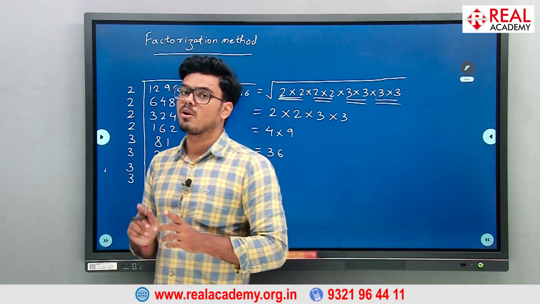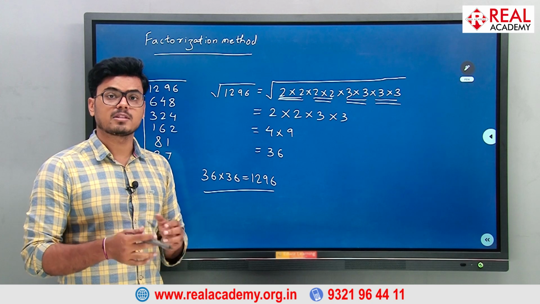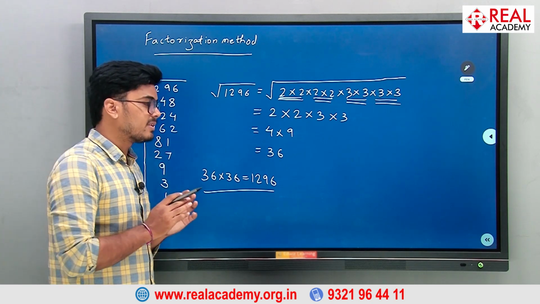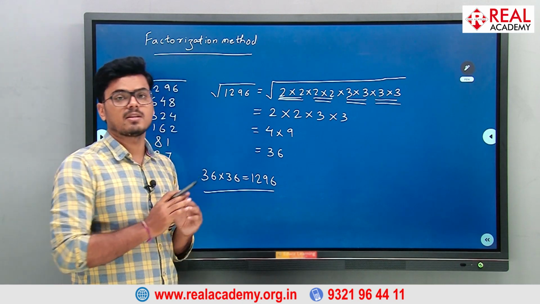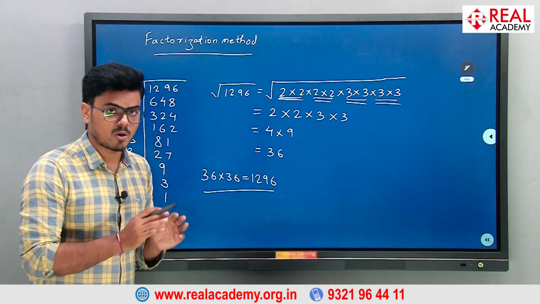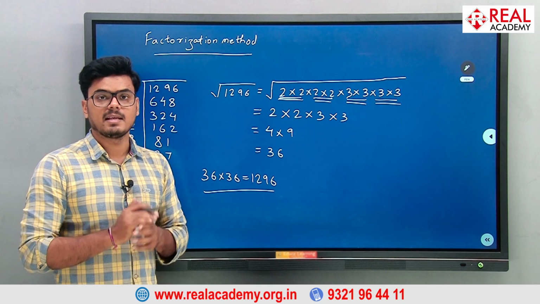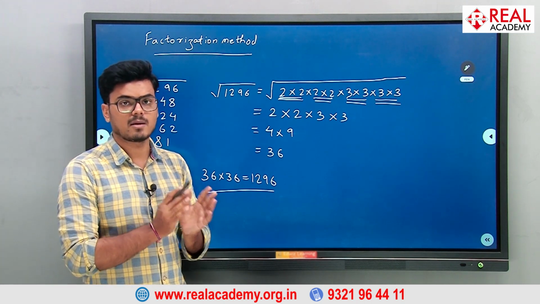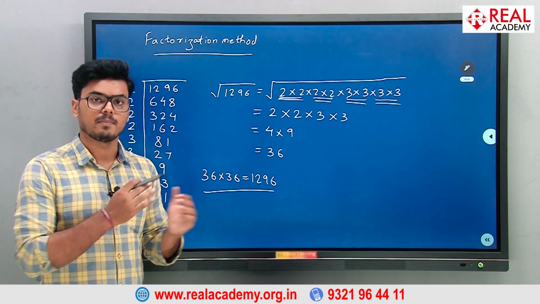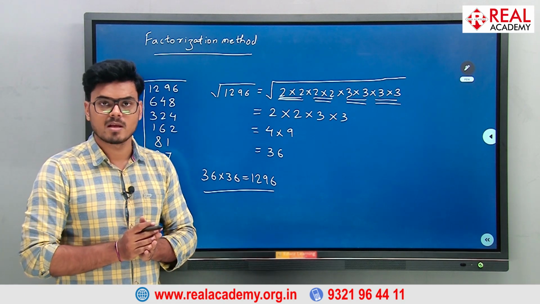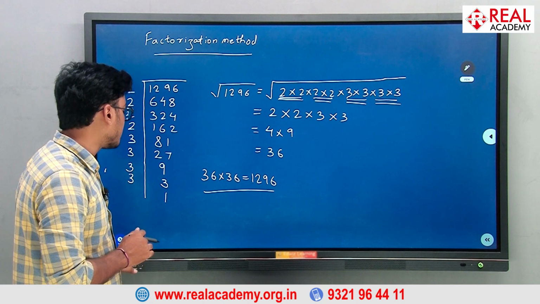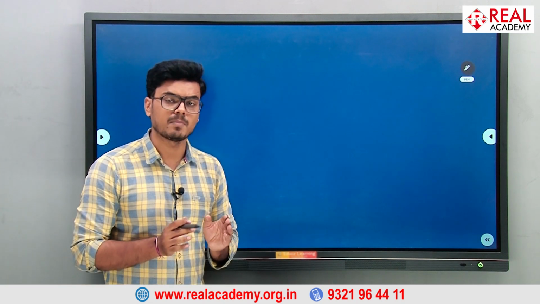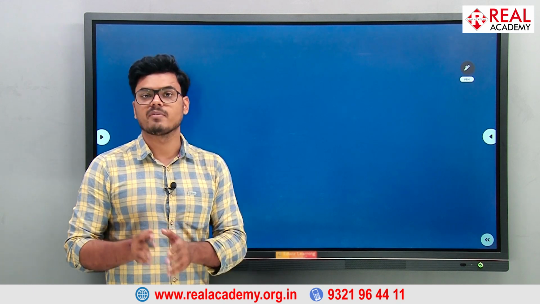But this method will not work if you have to find the square root of a number that is not a perfect square. So there is one more method which we can use, that is called the long division method. In that particular way, there is no number whose square root we cannot find, perfect square or not. First let us see how that method works, and then we will try to find the square root of some numbers that are not perfect squares.